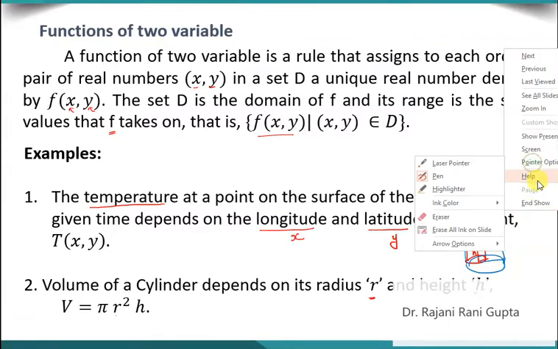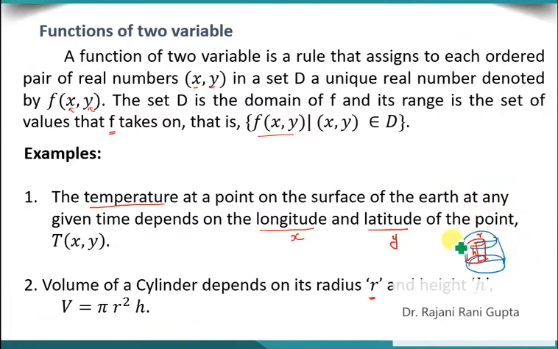Similarly, if we change the height, this is h, suppose we increase the height, then what will happen? The volume will again get changed. So that's why we say that the volume of a cylinder is a function of two variables r and h. In this way you can give several examples where you talk about the function of two variables.